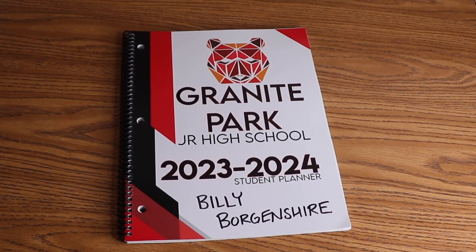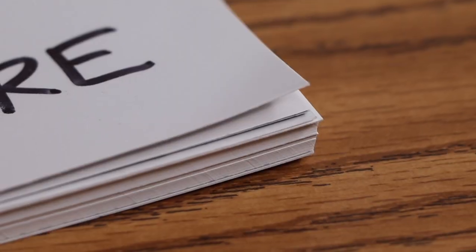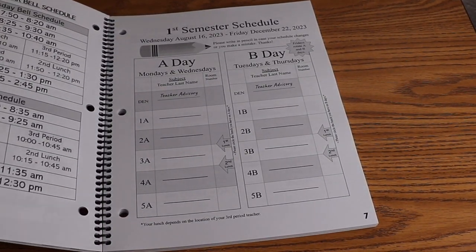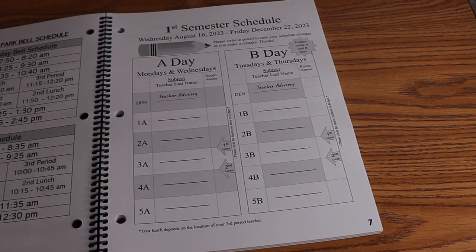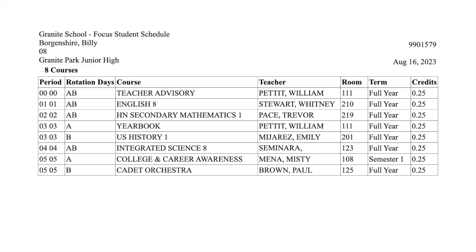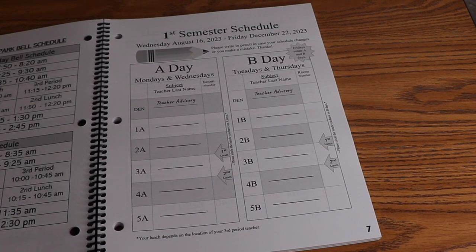Let's go to your planner. Hopefully, you've written your first and last name on it. Now, let's flip to page 7. On page 7, you will see first semester's schedule. Your schedule looks like this. It's not so neat and tidy. So we're going to copy it and make it a little easier to understand.